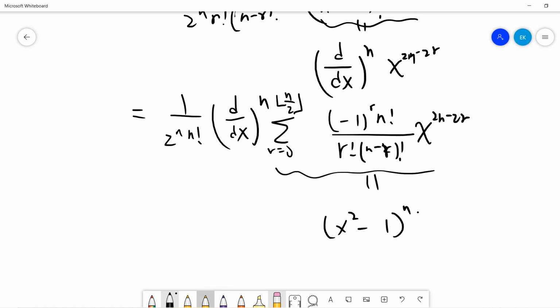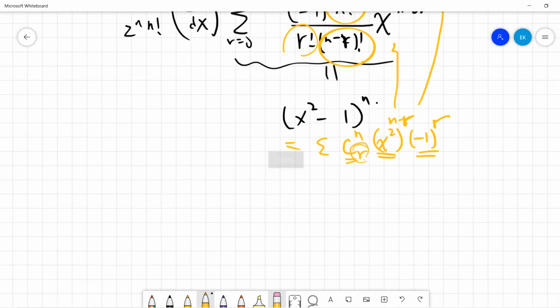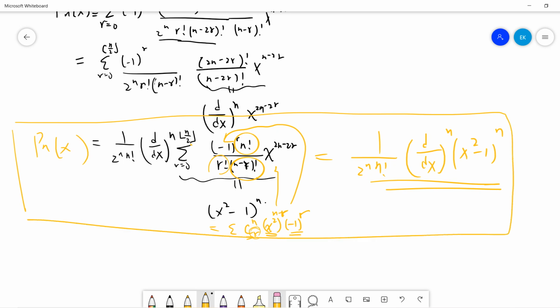The reason is that you can use your lovely binomial expansion, so you get n choose r, (x squared) to the r times (minus 1) to the n minus r. This term matches, and this term is n factorial divided by r factorial (n minus r) factorial, and we can only choose r to go up to the floor of n divided by 2. So combine all of it, we get a very beautiful relation with the Legendre polynomial. This is our Rodrigues formula.